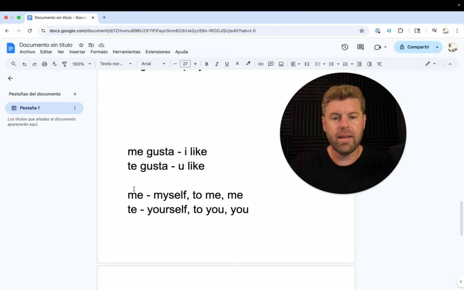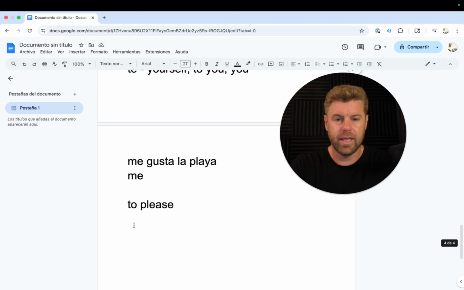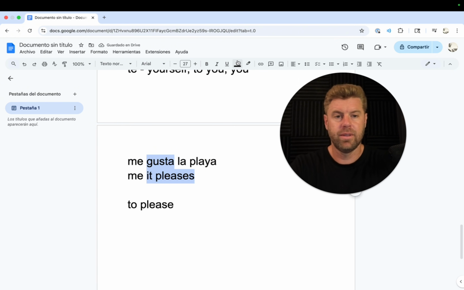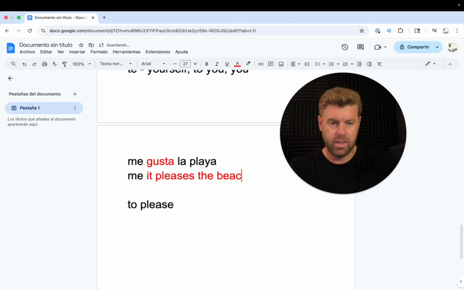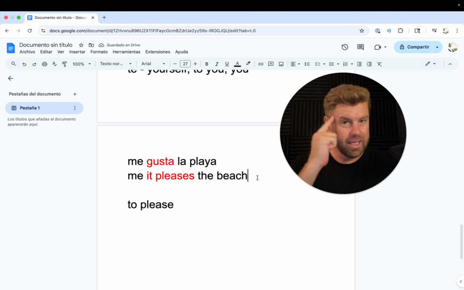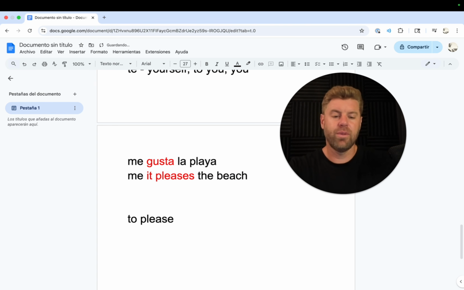Now let's go back down here. Okay, so we know that me means me. Gusta means what? It pleases. We've just discussed that. Gusta means it pleases. So let's highlight that. Okay. La playa, the beach. Right, so read that out. Me, it pleases the beach. Word order definitely is confusing, okay? The word order in English would be the beach, it pleases me.